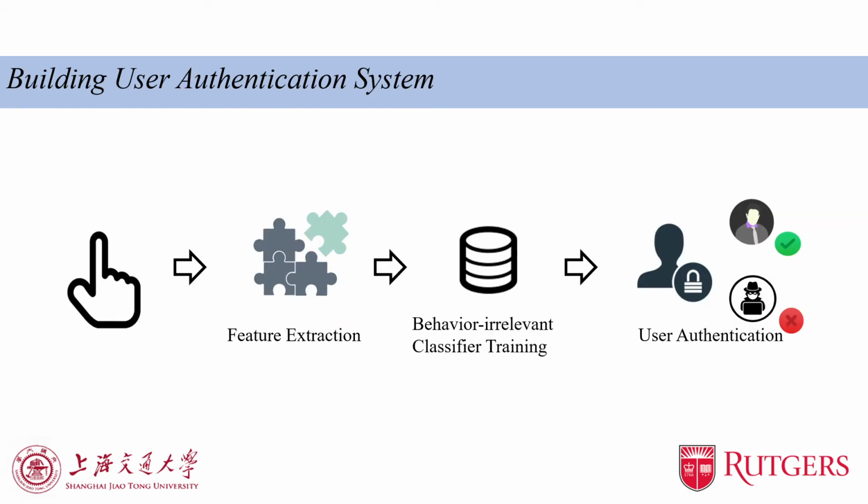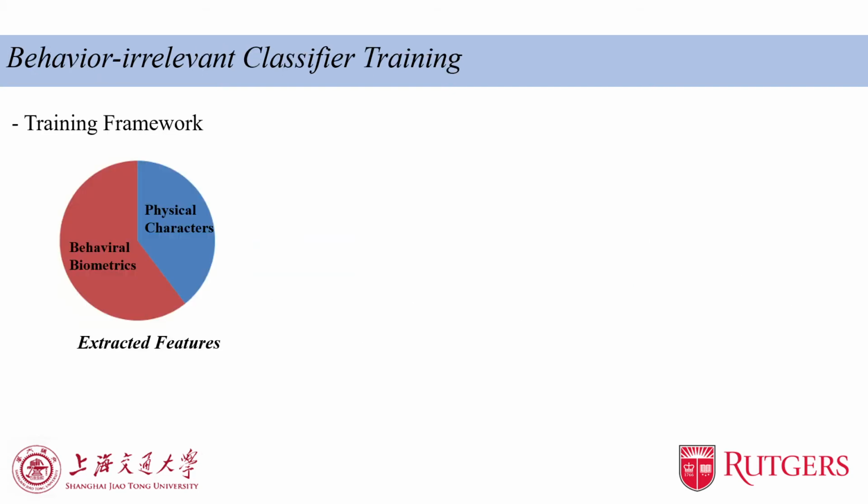Then we enter the step of behavior irrelevant classifier training. The features we extracted from vibration signals contain both physical characters and behavioral biometrics. And we would like to emphasize the physical part and ignore the behavioral part.